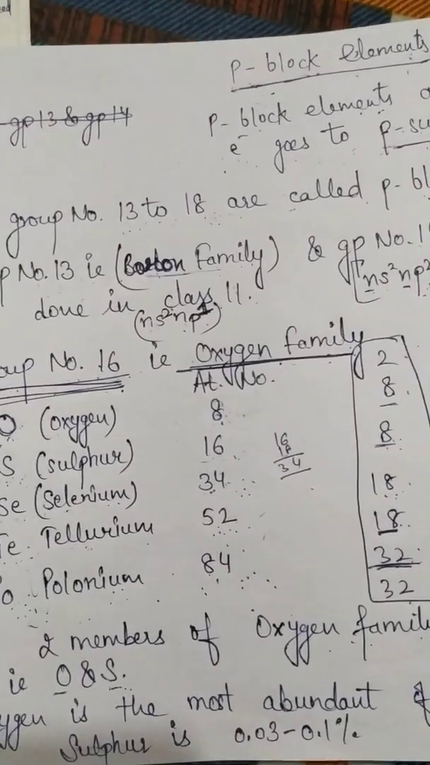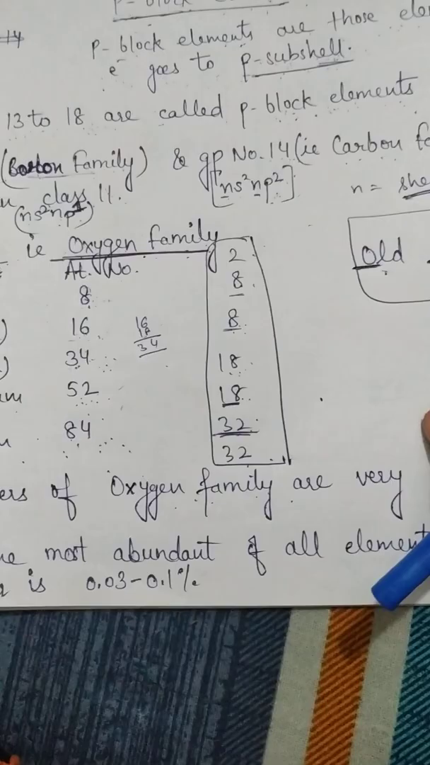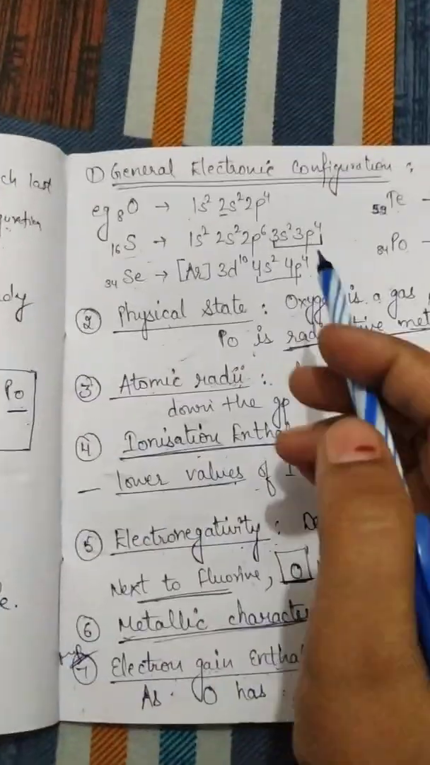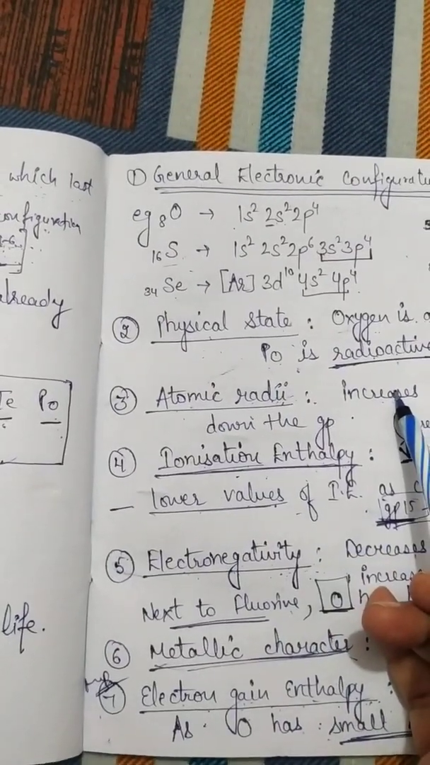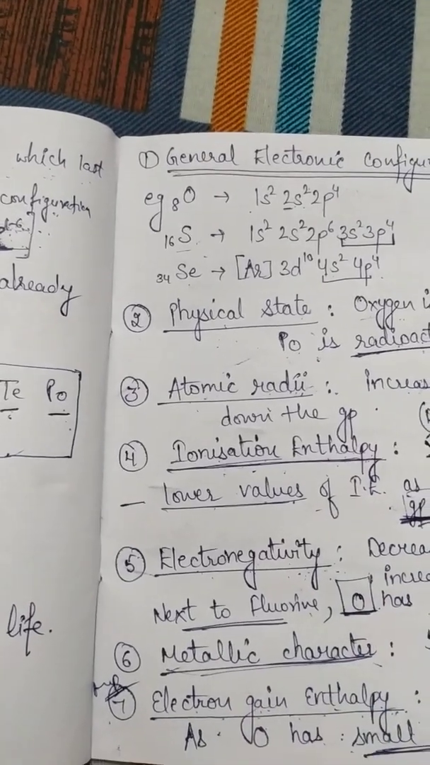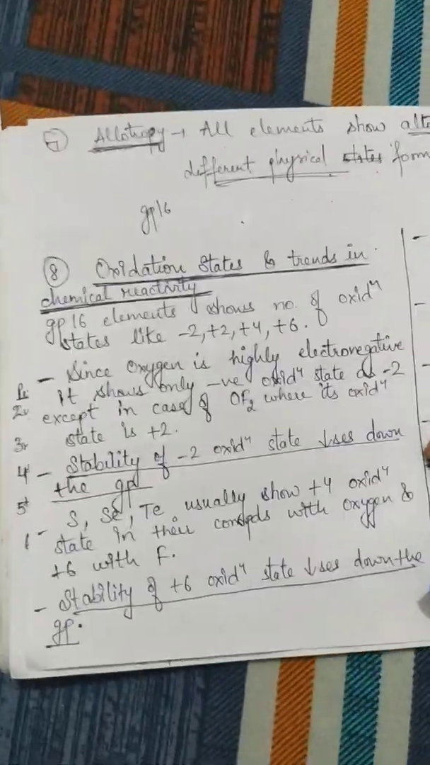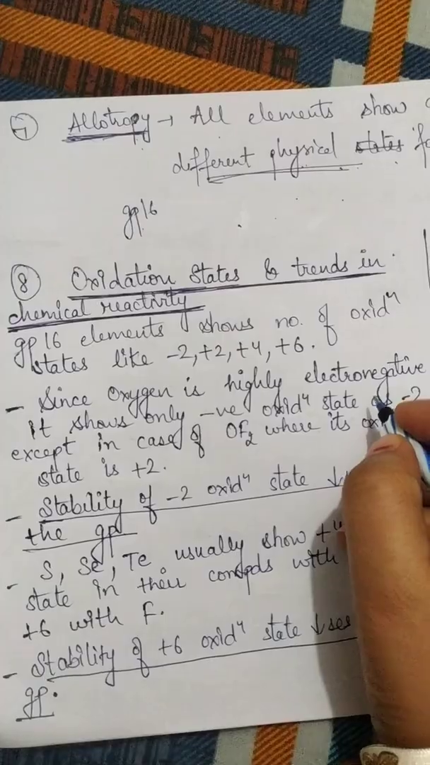Good morning students. In the previous video we have done p block elements. In this video we have done general properties of p block elements, like general electronic configuration, physical state of group 16 elements, atomic radii, ionization enthalpy, electronegativity, metallic character, electron gain enthalpy, and the allotropy. Now we will do the oxidation states represented by group 16 elements.